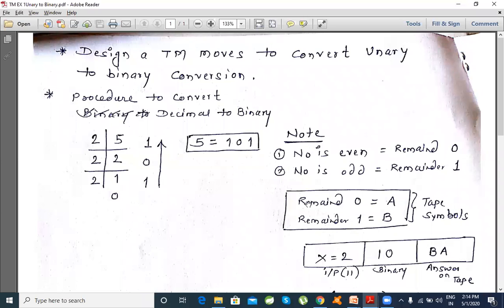Hello friends, let's welcome back to the next example. So, design of a Turing machine to convert any unary number into a binary conversion, unary to binary conversion.